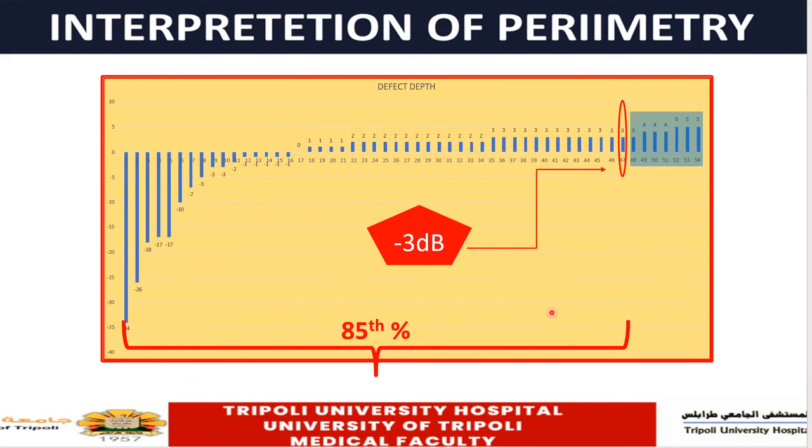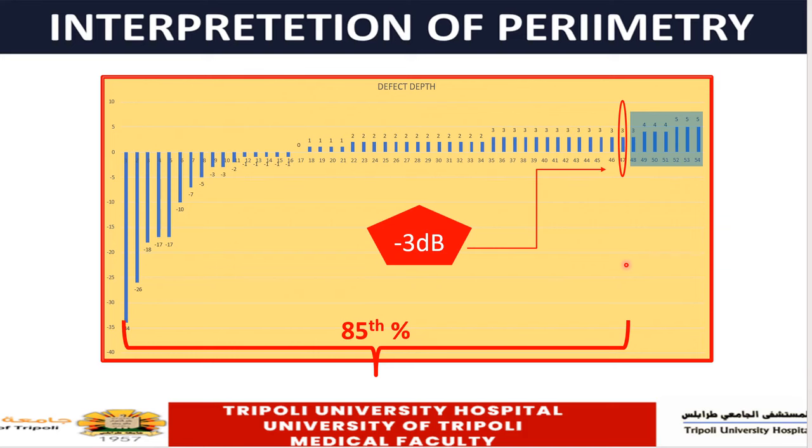This is how to calculate the pattern deviation plot, by estimating the 85th percentile and deducting the best 7th points after arranging the points in ascending order. Of course, this is done automatically by the machine itself, but this is to explain how the machine works. This is applicable for the 24-2 and 30-2. For the 10-2, it is something else.